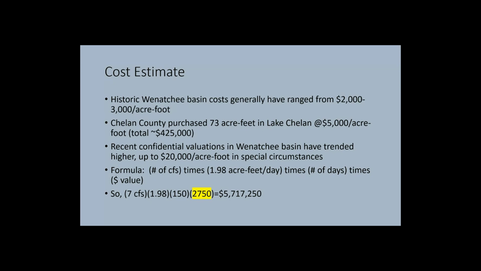If you want to nerd out on how you convert acre feet to CFS and include the cost range, I've got the formula down here. But basically for the Wenatchee Chihuahua Irrigation District, if we were to buy 7 CFS, multiply it by the number of days, 150 days is the irrigation season, the converter for acre feet to CFS, times $2,750 an acre foot. We think that's a little on the low side of things, but we think it's in the ballpark. Get to about $5.7 million.